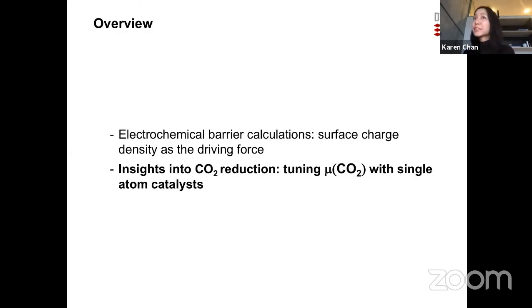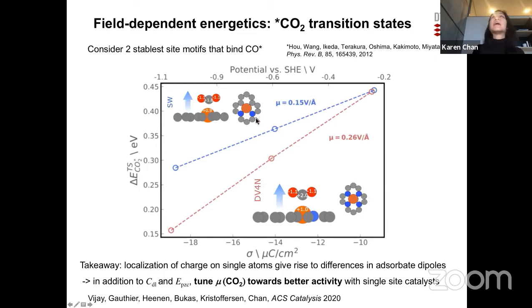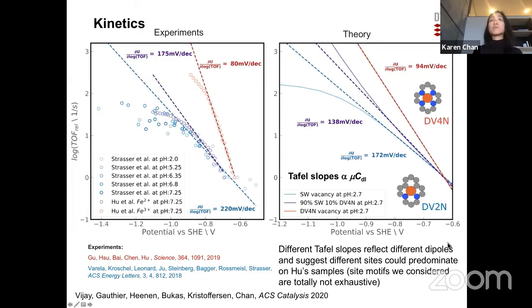I just want to mention very, very briefly then, can we also tune the dipole moments? And the answer is yes. And this is what we have observed theoretically on single atom catalysts, where the localization of charge varies depending on the coordination of the central metal atom, and we find significantly different dipoles depending on the site motif, as illustrated here in the CO2 transition state energy as a function of surface charge density. And so when we translate to kinetics, this is what it looks like.